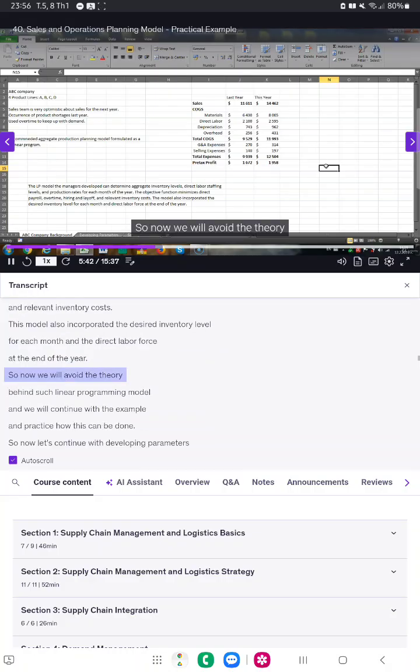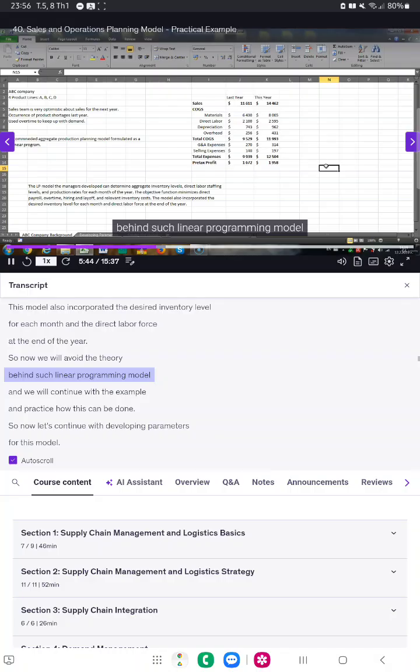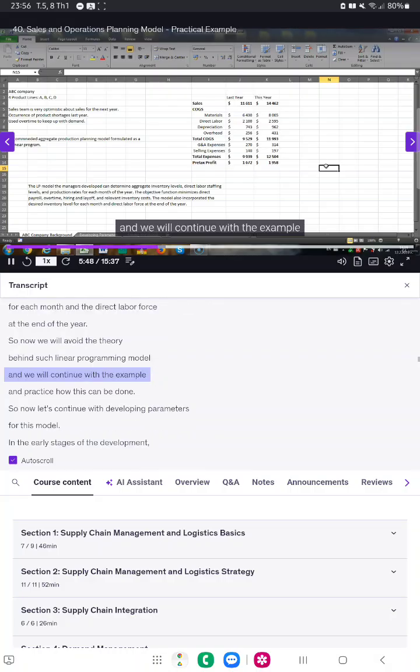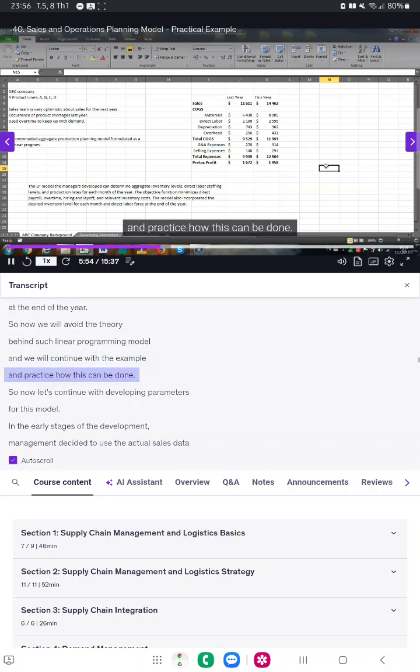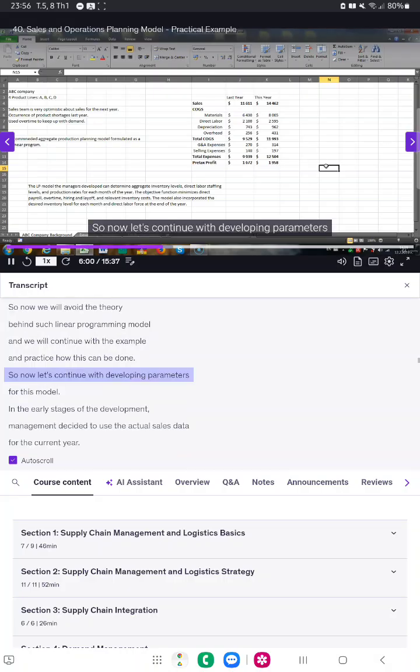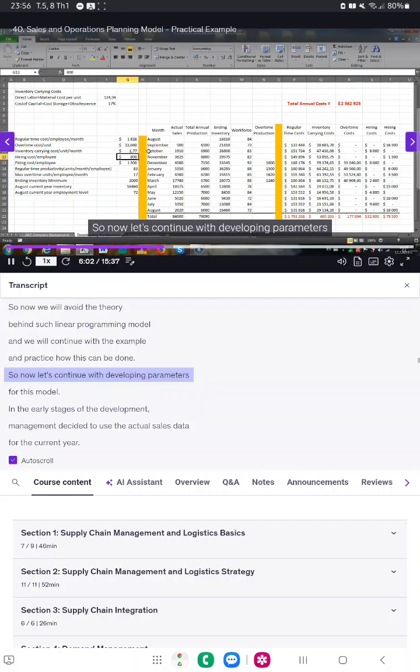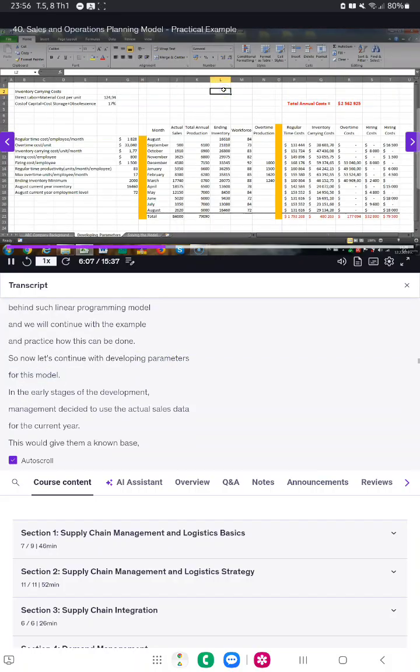So now we will avoid the theory behind such a linear programming model and we will continue with the example, in practice, of how this can be done. So now let's continue with developing parameters for this model.